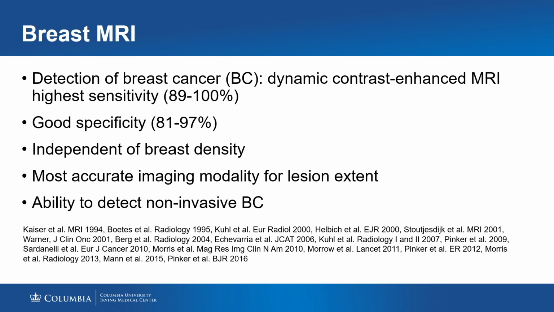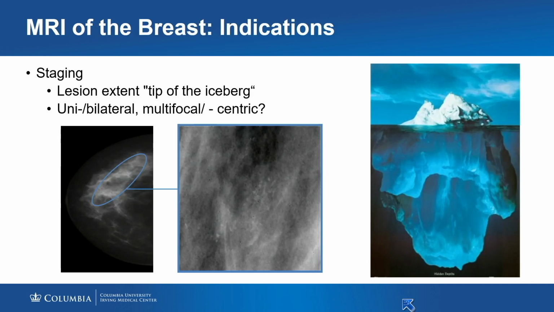MRI, we now hopefully know, is the test with the best sensitivity, good specificity. We're independent of breast density. This is the most accurate modality for assessment of lesion extent. Contrast-enhanced mammography comes close, but MRI is still the most superior exam, and we have the ability to also detect non-invasive breast cancer. When we look at the indications, this is a case where the patient had her baseline mammogram, no known family history because adopted, and she had on her initial mammogram tons of microcalcifications.